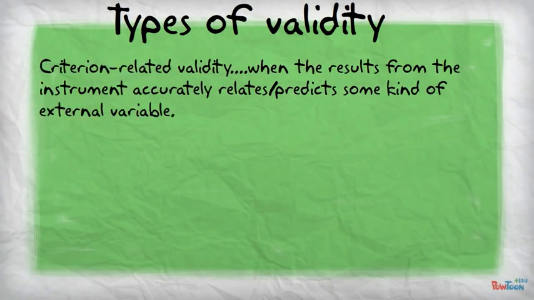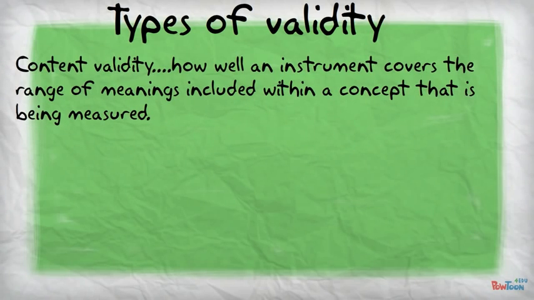Finally, let's talk about content validity. This is how well an instrument covers the range of meanings included within a concept that's being measured. For example, if we are measuring the love of coffee, we need to cover the wide range of meanings and indicators regarding the love of coffee. So we will include items not just about enjoying the smell of coffee, but also enjoying the taste of coffee or the effects of coffee and so on.